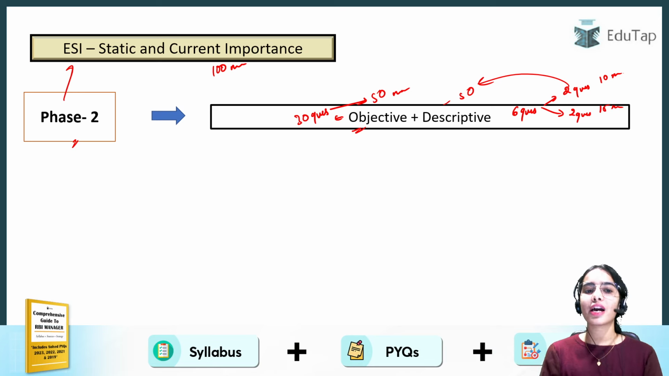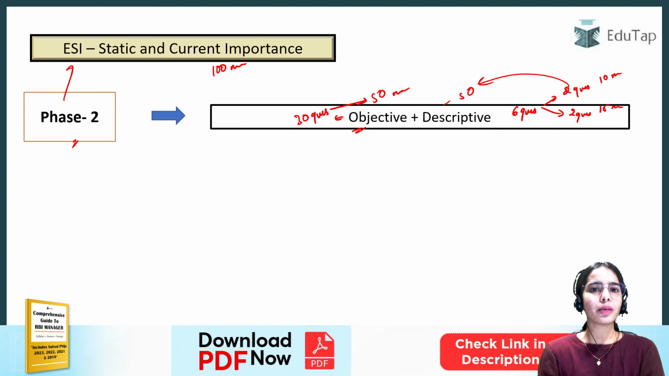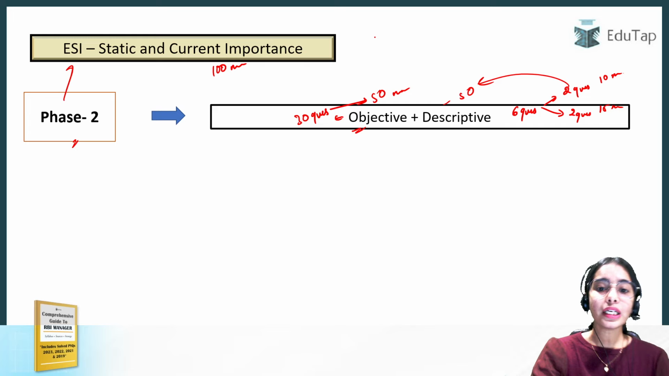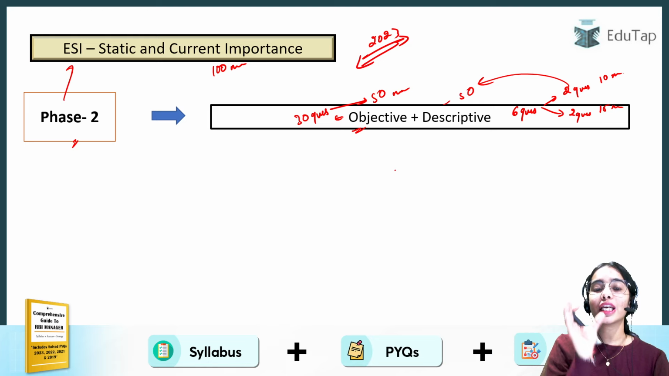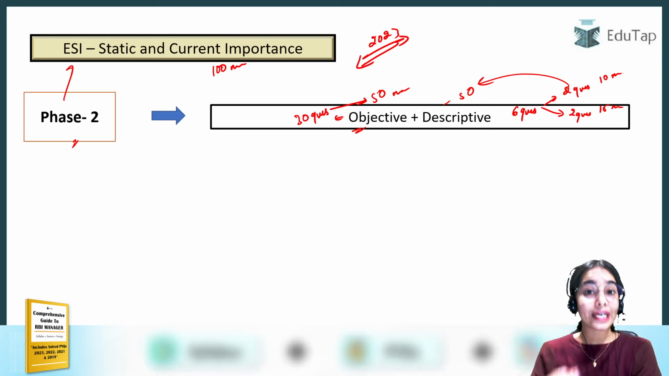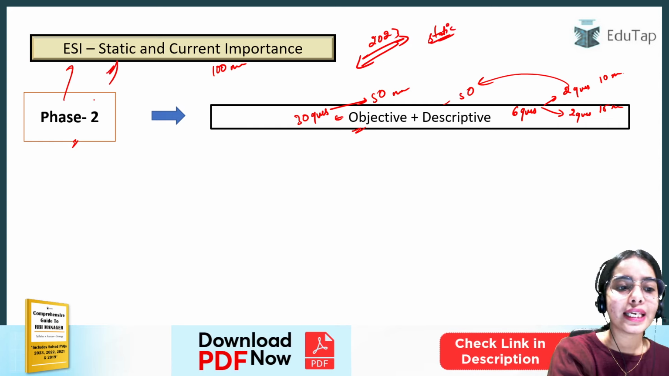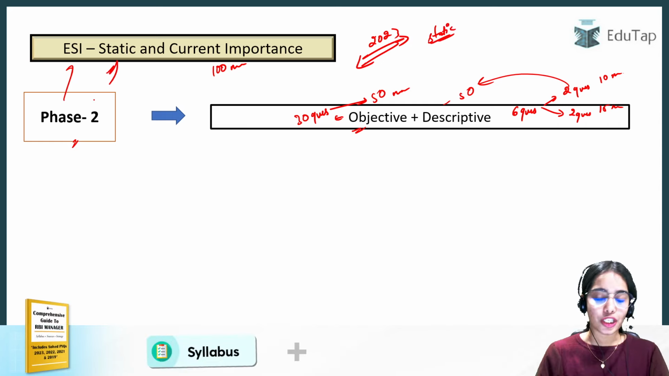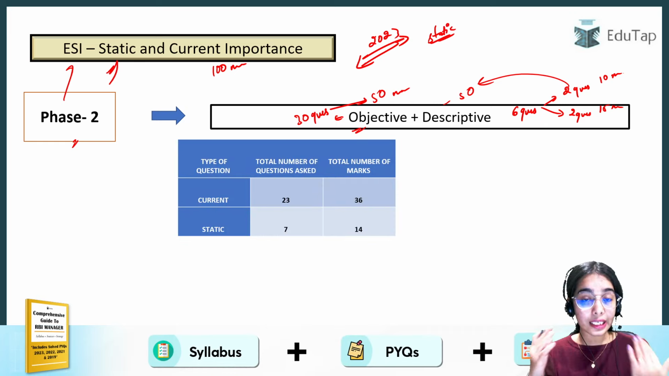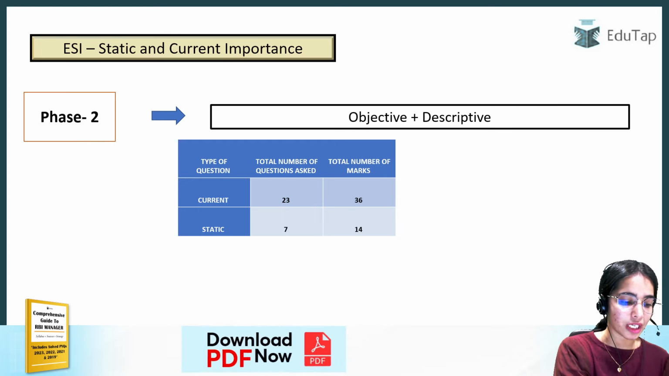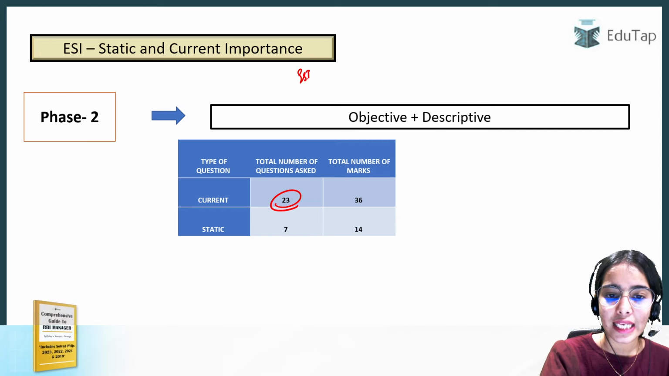Like always, we have heard that current has a huge portion in the ESI, and if you do the current part, that is all you need to prepare. But in 2023, we have seen that the static portion also held a very good weightage in the examination, and now the static is also becoming important in the ESI component. I have brought you some numbers so that you can clearly understand how important the static is becoming. Yes, current has the maximum weightage in the ESI component.